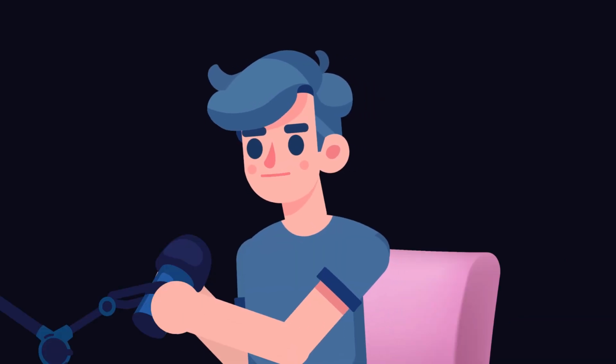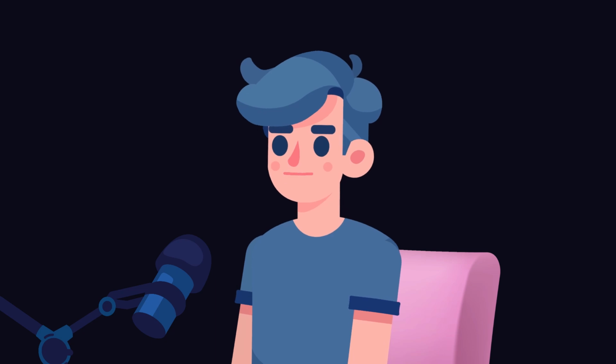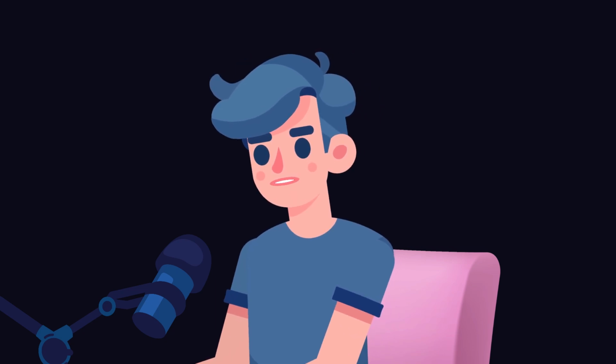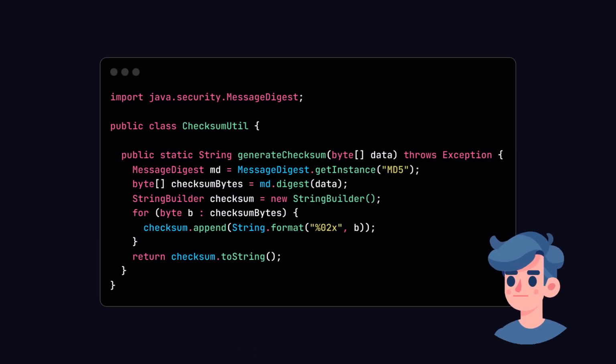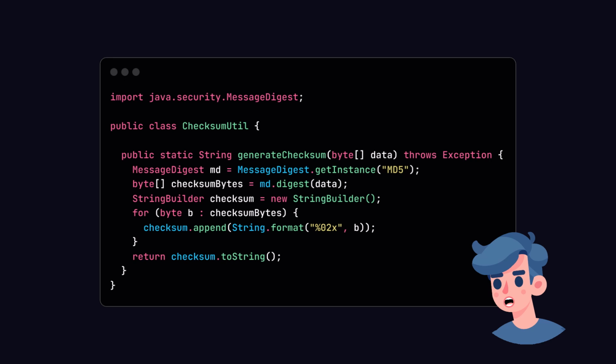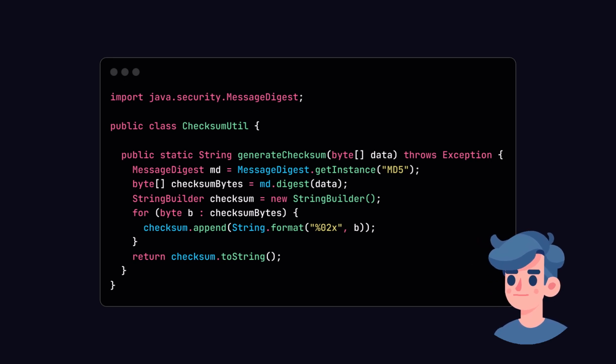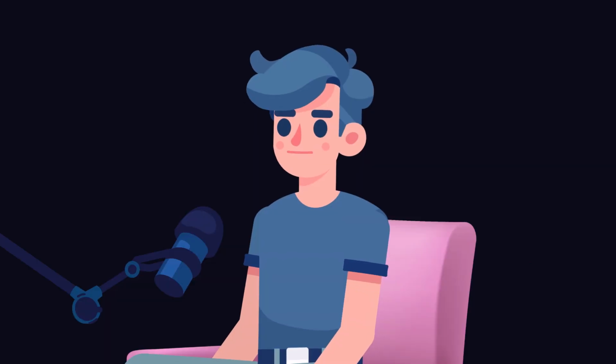Now that our basic backup and restore functionality is in place, let's move on to data integrity. It's critical that our backups are not only secure but also reliable. To ensure data integrity, we can use checksums. A checksum will allow us to confirm that our data has not been altered or corrupted. Let's implement this using the MD5 algorithm from the Java Security Package. In this checksum util class, we generate an MD5 checksum for a given byte array, which will help us verify the integrity of our backup files.